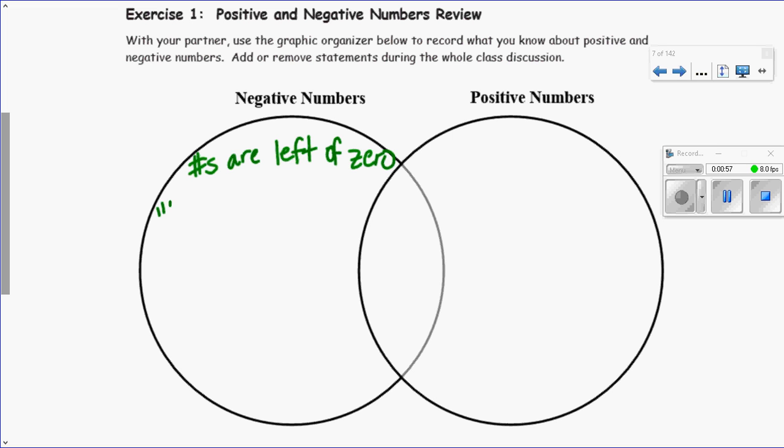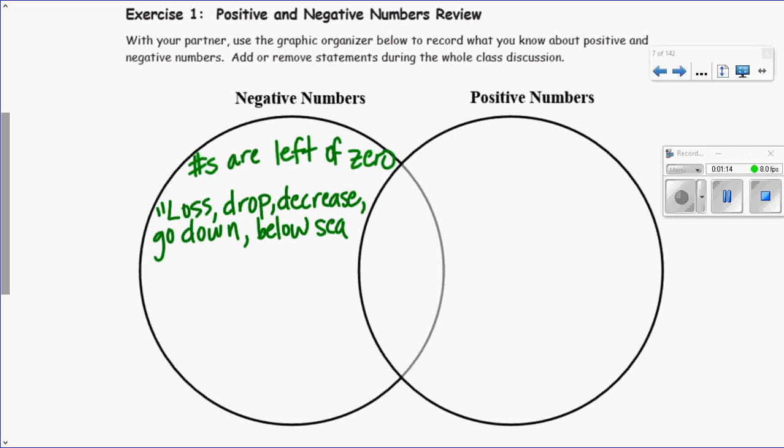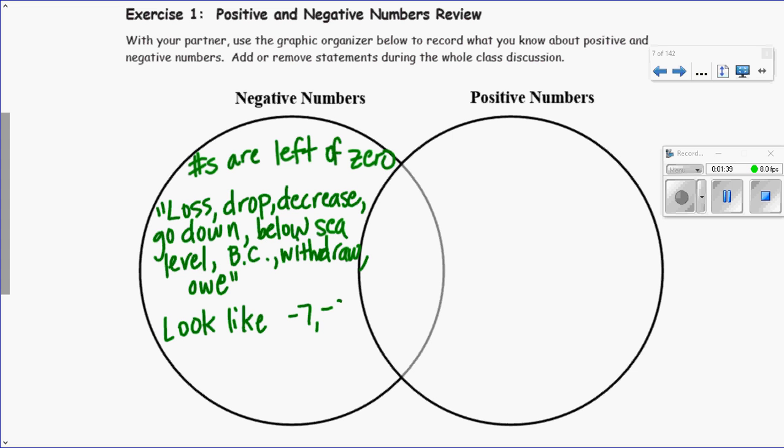We hear words such as loss, drop, decrease. These are all meaning like negative or go down. In fact, let's go ahead and write that, go down. Below sea level. You might see questions that use the calendar year BC. We can withdraw money. And my favorite one to use for negative numbers is to owe money. We're going to think about owing. Okay, negative numbers look like -7, -8, so on and so forth. And negative numbers are opposite of positive numbers.